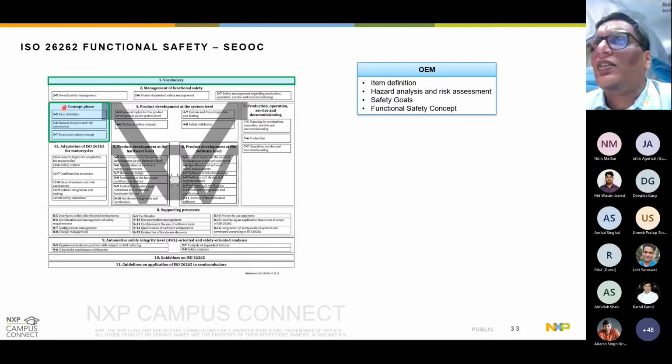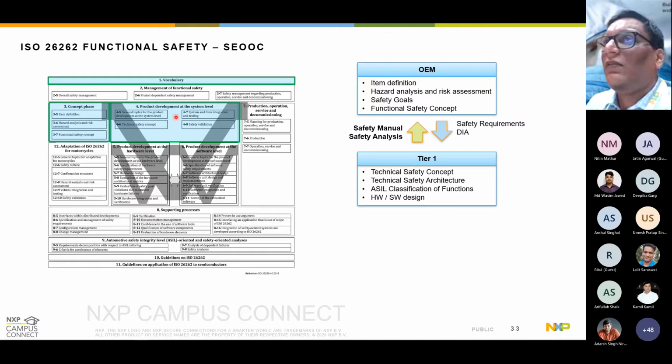Then there is part three, which is the concept phase. Here we do the item definition, hazard analysis and risk assessment, and the functional safety concept. This is what I explained in the previous slides when I was describing the EPS system. Now, this part of the standard is the responsibility of the OEM. So the OEM is responsible for defining what the vehicle is like, what the item definition is. They are responsible for performing hazard analysis. They are responsible for coming out with safety goals and the functional safety concept. So all these things are very much structured. This part is the responsibility of the OEM.